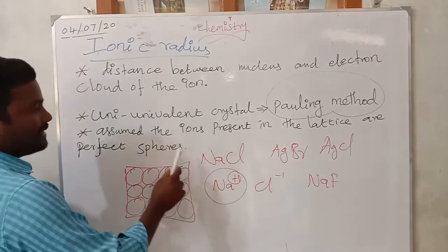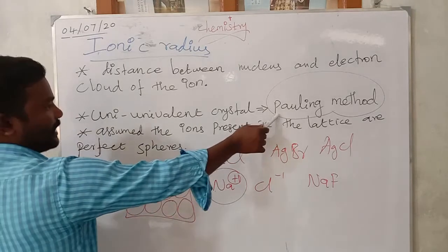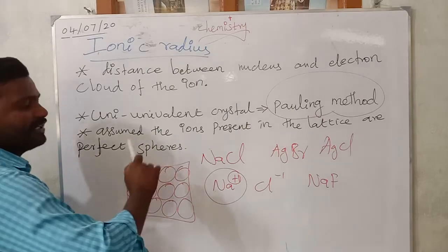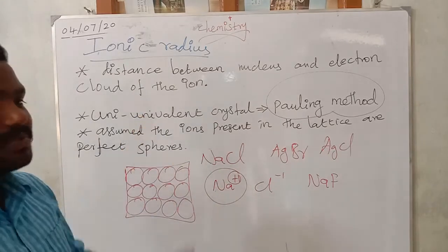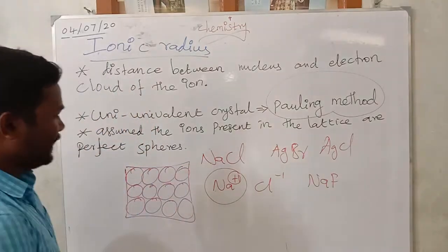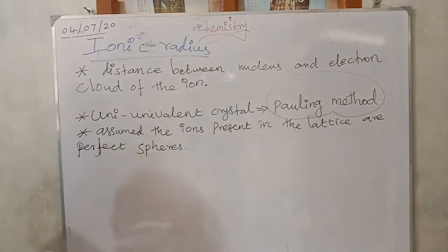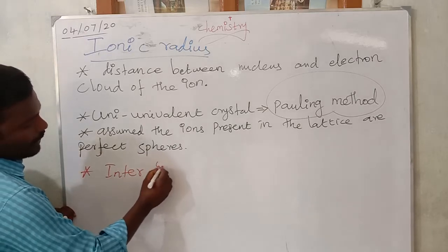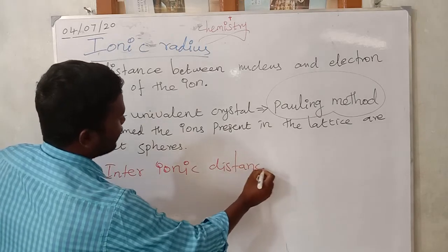He assumed that in the lattice the atoms or ions are present as perfect spheres. That is his assumption. According to his assumption, he took the internuclear distance. What do you mean by internuclear distance or interionic distance? This is very important. Listen, my dear students. Interionic distance. What do you mean by interionic distance?